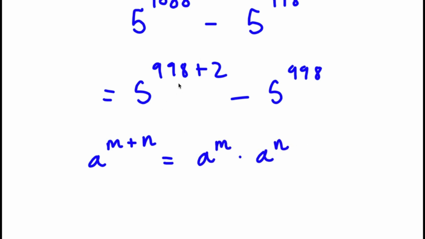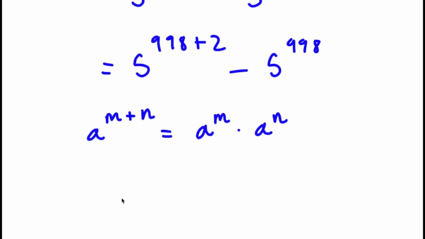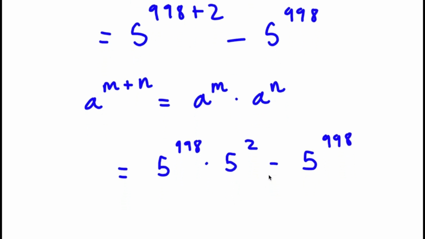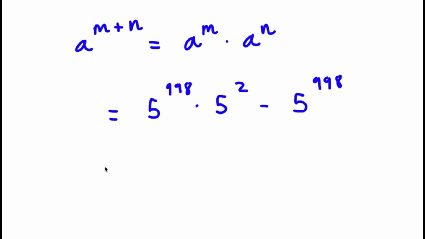So in this case, 5 to the power of 998 plus 2 is going to equal 5 to the power of 998 times 5 to the power of 2. And I have this minus 5 to the power of 998. So now, I'm going to factor out 5 to the power of 998. So now I have 5 to the power of 998 times 5 to the power of 2 minus 1.